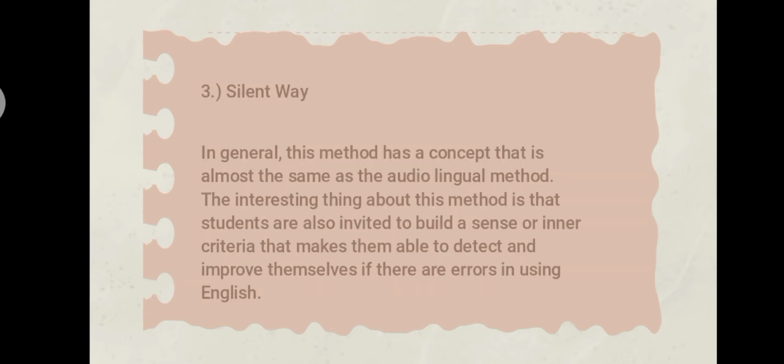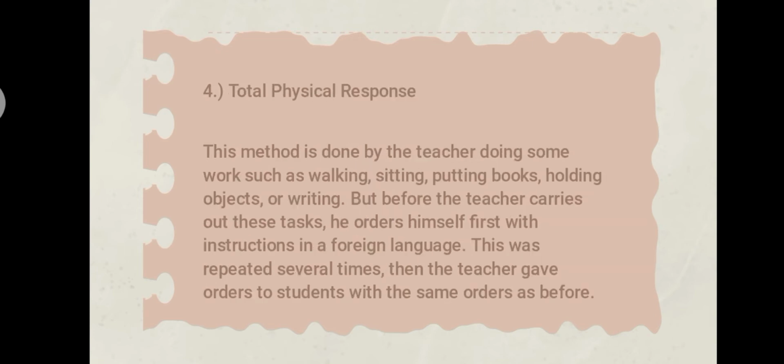The third, silent way. In general, this method has a concept that is almost the same as the audiolingual method. The interesting thing about this method is that students are also invited to build a sense or inner criteria that makes them able to detect and improve themselves if there are errors in using English.